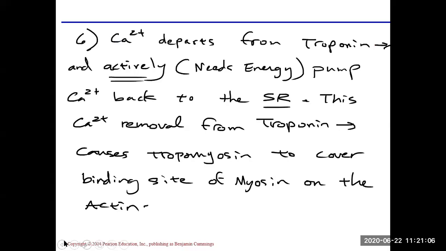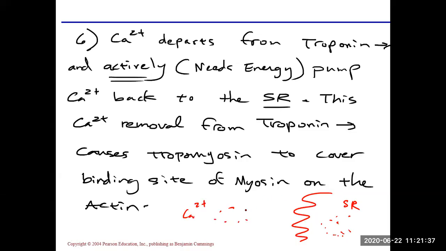Remember, calcium got out from the SR, so we need to put it back. Calcium is removed from the troponin, and it needs to go back to the SR. If you recall, here was the SR. It had a lot of calcium inside, for example. And during the action potential arriving, the calcium got out, so some calciums are in here now.